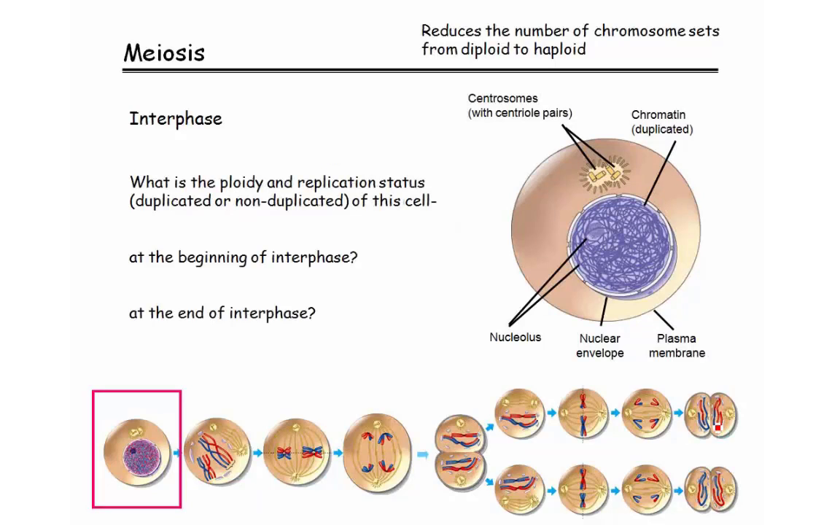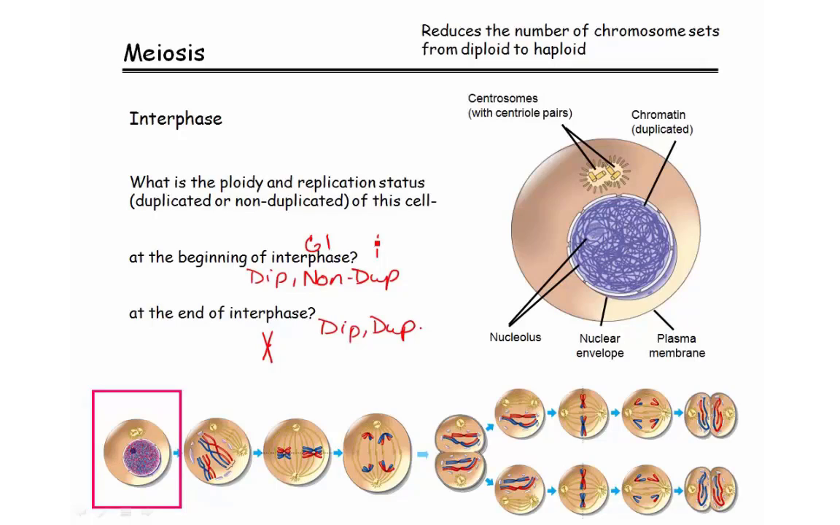As far as the ploidy and the replication status of this cell, at the beginning of interphase, so this would be talking about G1, these are going to be diploid cells, but they'll also be non-duplicated, meaning that they're composed of chromosomes with one chromatid each. By the time we finish interphase, these are going to still be diploid cells, but they're going to be diploid duplicated cells. So at this point, our chromosomes will be composed of two chromatids each.